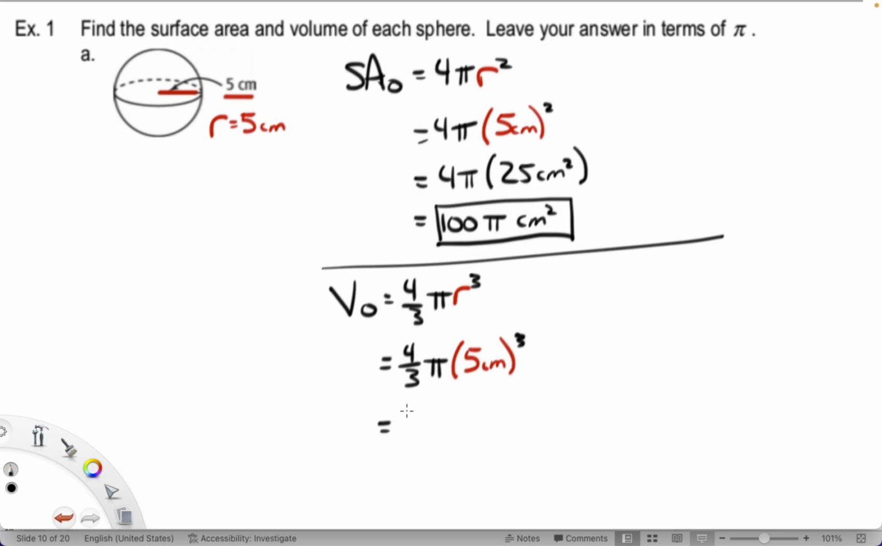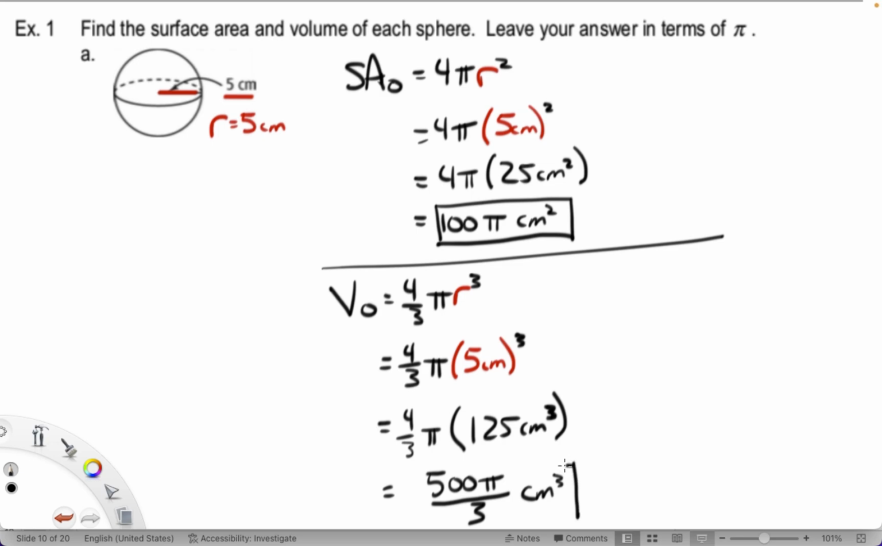Multiply that out. That's going to be 4/3 pi times 125 cubic centimeters. So that's going to end up being 500 pi over 3 cubic centimeters. And since it's asking us to leave it in pi, that's the best answer. That's the most accurate answer we can get.